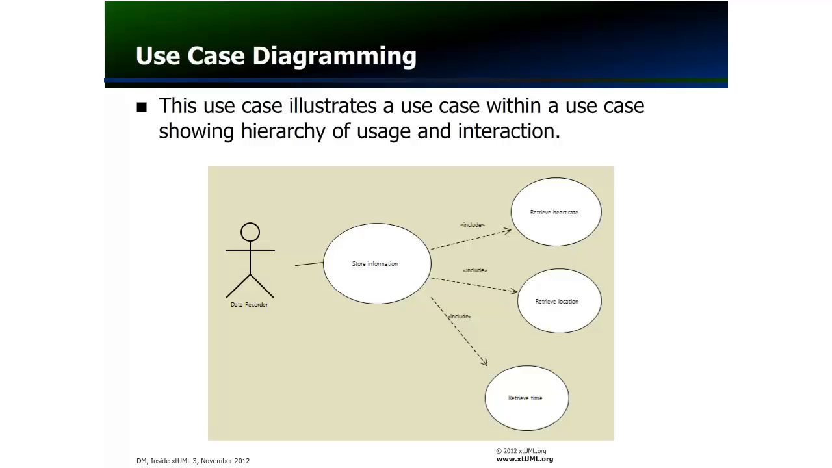For our runner's watch, the record info domain has been refined to an actor which initiates a service request to store information, and the system response in this usage is described as including requests to retrieve heart rate, location, and time details. One of the challenges of use case diagrams is the difficulty in expressing the order or sequencing of these interactions.